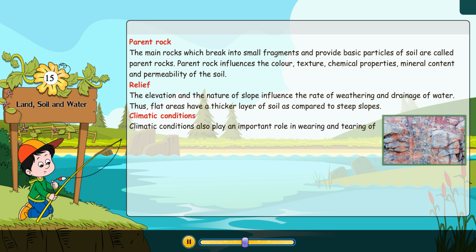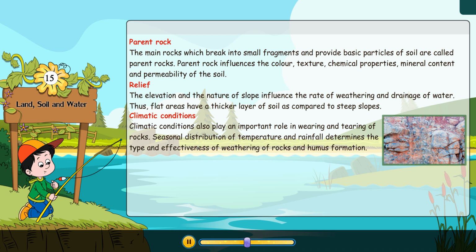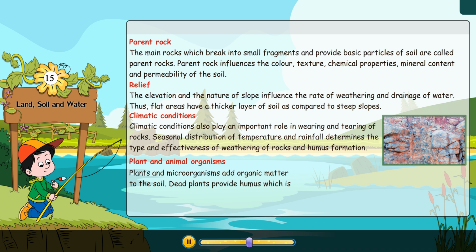Climatic conditions. Climatic conditions also play an important role in wearing and tearing of rocks. Seasonal distribution of temperature and rainfall determines the type and effectiveness of weathering of rocks and humus formation. Plant and animal organisms. Plants and microorganisms add organic matter to the soil. Dead plants provide humus which is consumed by other forms of life like bacteria. Humus gives a dark brown color to the soil.